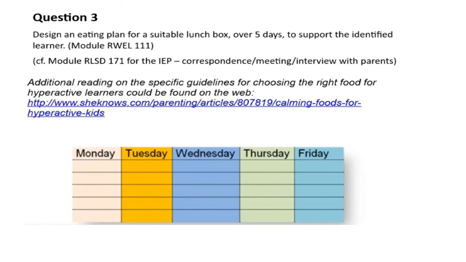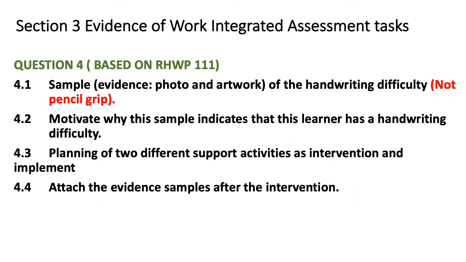Look at your RLSD page 171. And then also there's some additional reading that we've provided for you. And then you can just write up the foods that this learner should be eating over the week. Then question 4, also in section 3, you need to give evidence. So it could be a photo of the learner's artwork, a photo of their scribbles, or if they try to write their names, and also the writing difficulty.